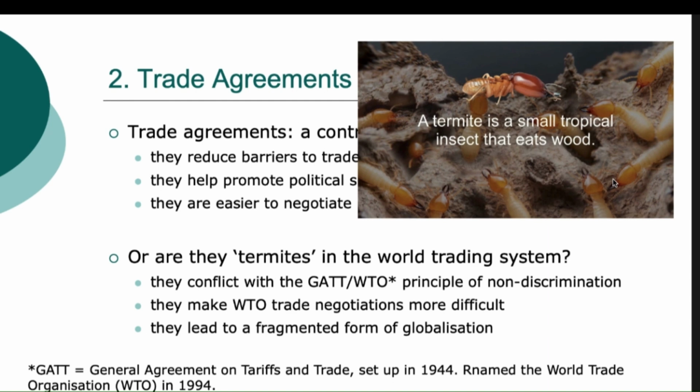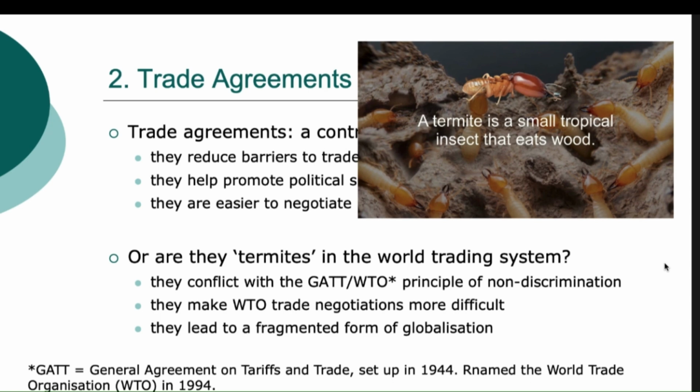And that's because they go against, or conflict with, some of the basic principles of the world trading system. So the GATT, the General Agreement on Tariffs and Trade, when it was set up in 1944, was based on this important principle of non-discrimination. Basically, all WTO members should be treated the same. There shouldn't be any preferential treatment for some WTO members over others. But with trade agreements, that's obviously no longer the case. Some WTO members will get more preferential treatment and will face lower tariffs than others. And that's definitely not what the founding members of the GATT wanted. So the more of these trade agreements you have, the more it undermines that basic principle of the WTO of non-discrimination between member countries.